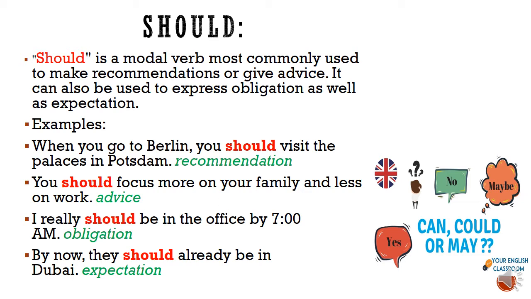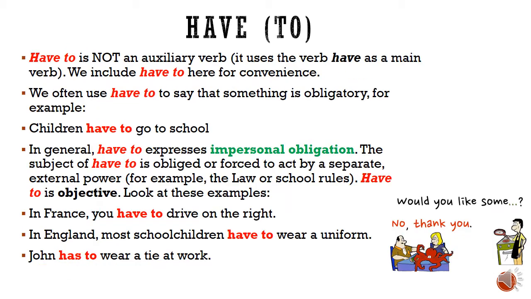Now, for example, when you go to Berlin, you should visit places in Potsdam. Here you are giving a recommendation. You should focus more on your family and less on work. This is an advice. I really should be in the office by 7 o'clock. This is an obligation. By now, they should already be in Dubai. This is an expectation. You expect something in this sentence.